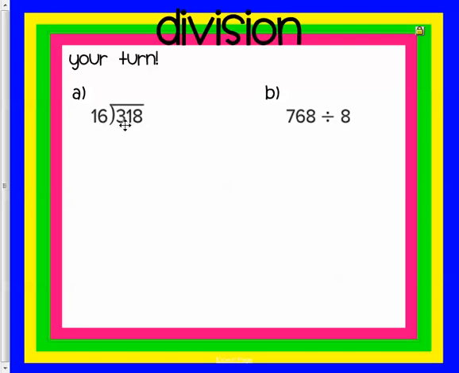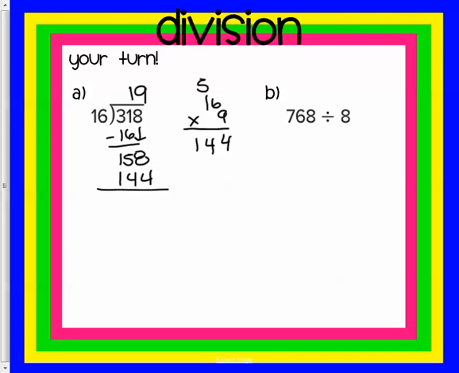Okay, here we go. 16 goes into 31. It doesn't go into 3, but it goes into 31 one time. Bring down your 8 after you subtract, and 16 goes into 158 9 times. Okay, and use your green sheet if you need to. So 6 times 9 is 54. So my 4 goes here, my 5 goes here. 9 times 1 plus 5 is 14. So 144. And that's 14 left over. So my answer is 19 and 14/16, or 19 and 7/8.